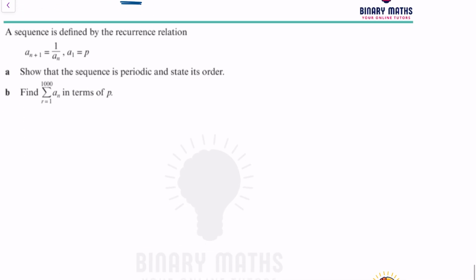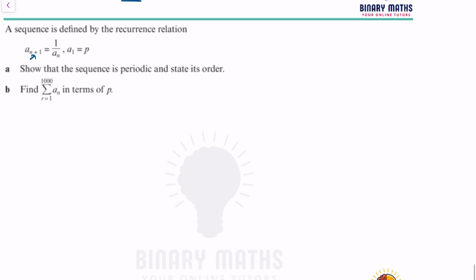A sequence is defined by the recurrence relation: next term is 1 over the previous term, where A1 is equal to P. So A1 is equal to P. Show that the sequence is periodic and state its order.